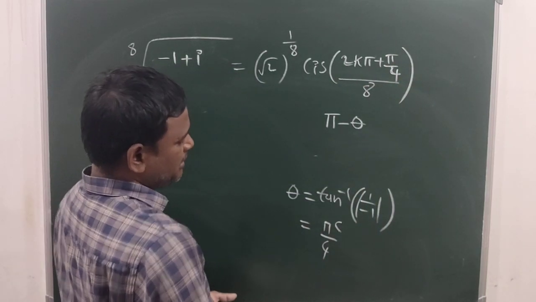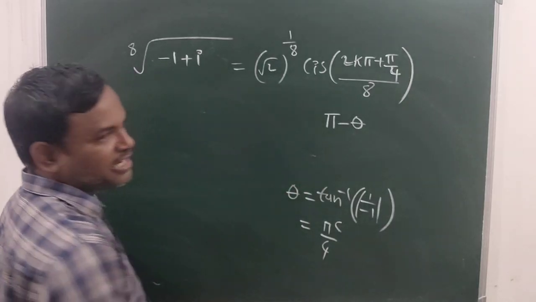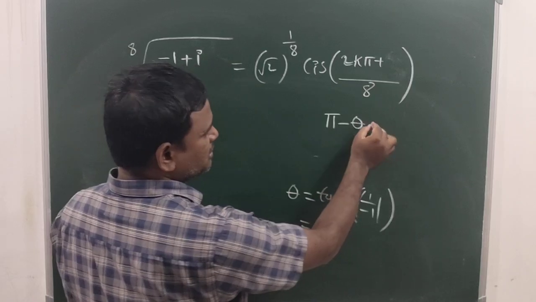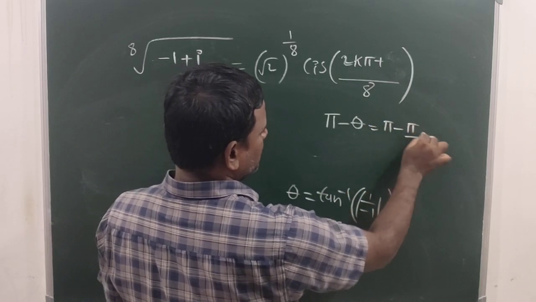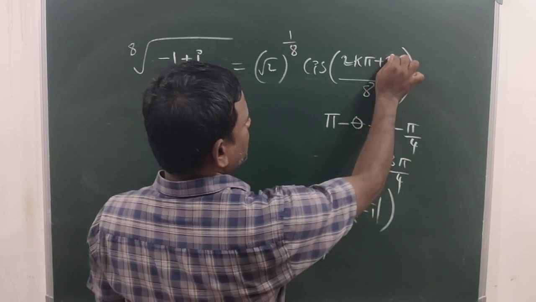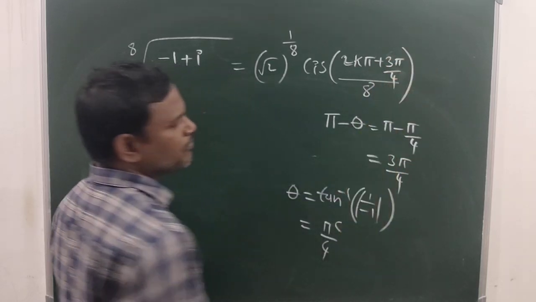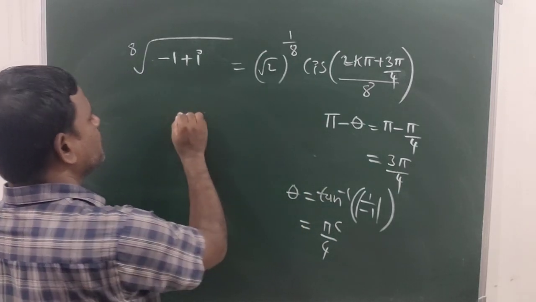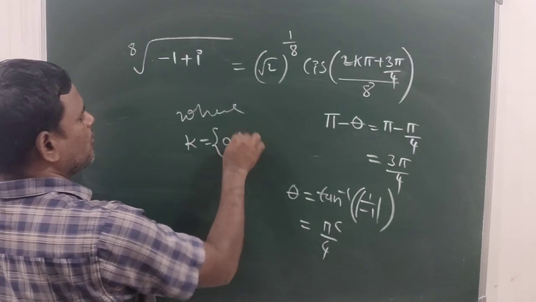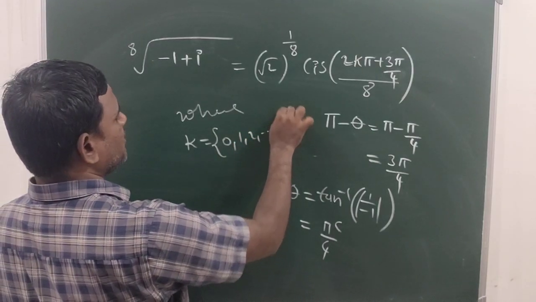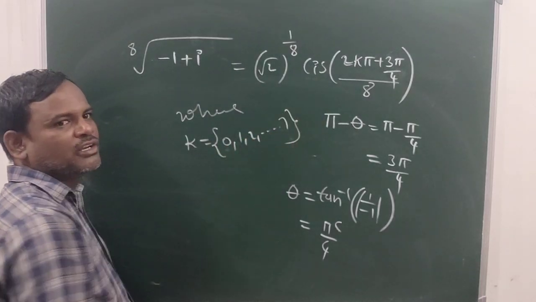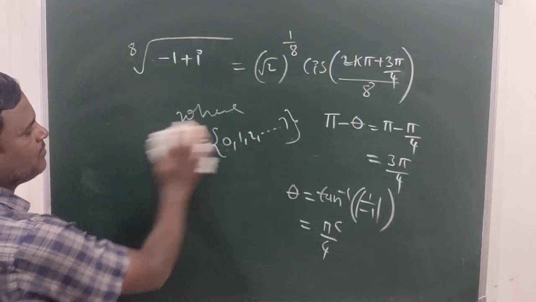Okay students, not that theta. Here theta belongs to the second quadrant now. Hence this is not our principal solution. The principal solution is pi minus pi by 4, so here you have to write 3 pi by 4, where k runs from 0, 1, 2 till 7. If you keep on substituting k values 0 to 7 here, you will get 8 solutions for that.